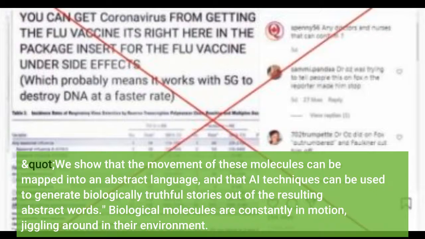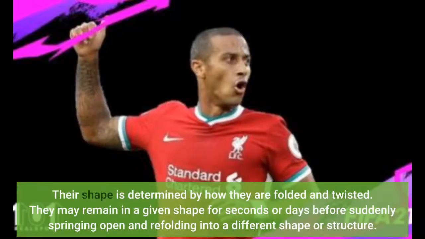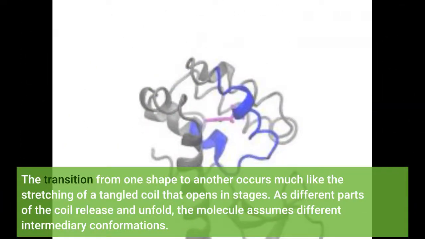Biological molecules are constantly in motion, jiggling around in their environment. Their shape is determined by how they are folded and twisted. They may remain in a given shape for seconds or days before suddenly springing open and refolding into a different shape or structure. The transition from one shape to another occurs much like the stretching of a tangled coil that opens in stages. As different parts of the coil release and unfold, the molecule assumes different intermediary conformations.